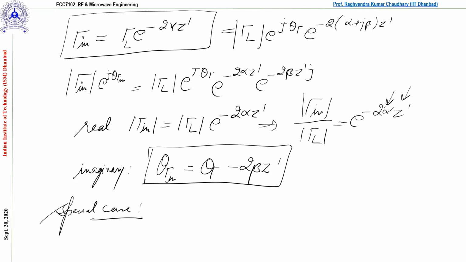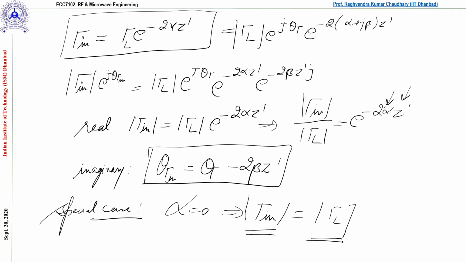If you take a special case where, let's say, alpha is equal to 0, the same situation we analyzed many times. In that case, we can say that the mod of gamma in is equal to gamma L. Now, if gamma L is given in a problem, you can find gamma in by dividing by e to the power 2 alpha L or z dash, whatever the distance. So this is one very important relation. Please note it down.